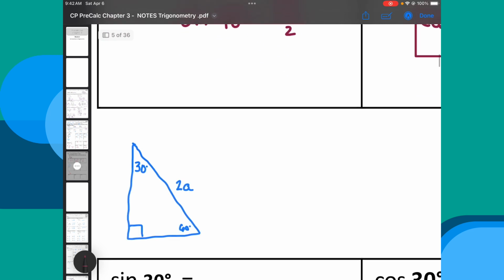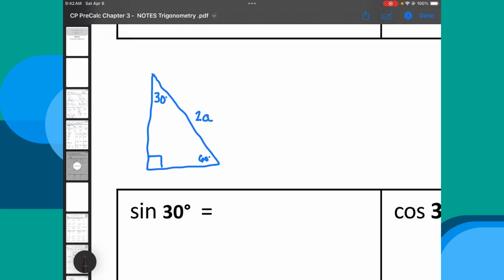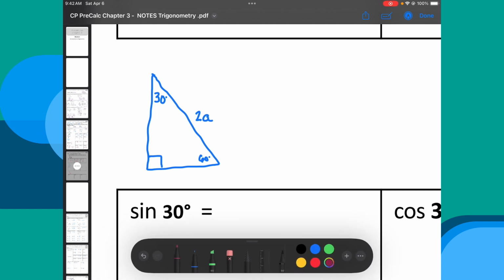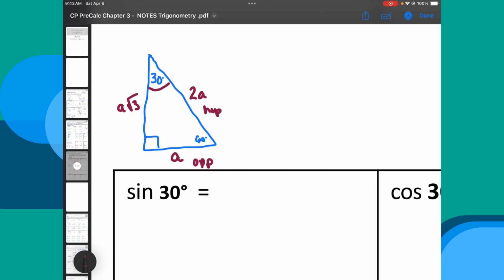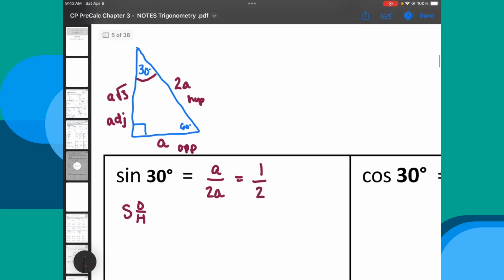Let's see if we can do the same thing for 30 degrees. So here we have sine of 30 degrees. I drew my special right triangle. I'm going to then label my sides. So I know that the side across from 30 degrees is A. The hypotenuse is 2A. And the long leg is A square root of 3. So sine of 30, label all my things. So opposite would be A over 2A. That gives me 1/2. So sine of 30 is 1/2.